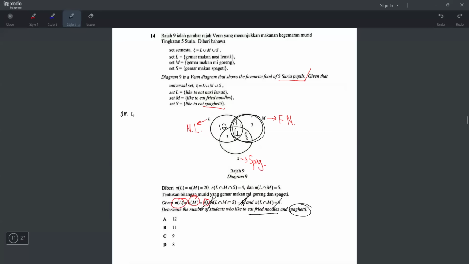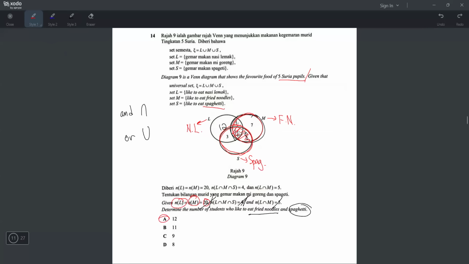Okay, if it says and, it means you take the intersection. If it says or, it means take the union. So this one they are asking for fried noodle and spaghetti. Fried noodle is this one. Spaghetti is this one. And it says and. Does it say only? If it says only, that means the answer is 8. Does this one say only? No. It says fried noodle and spaghetti. So 4 plus 8 gives 12.